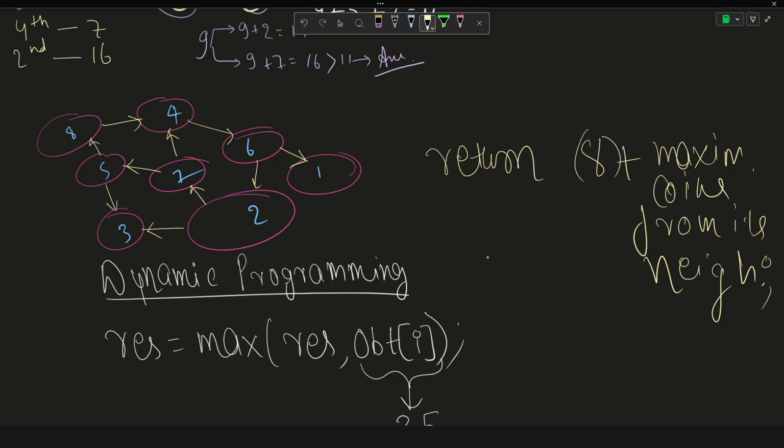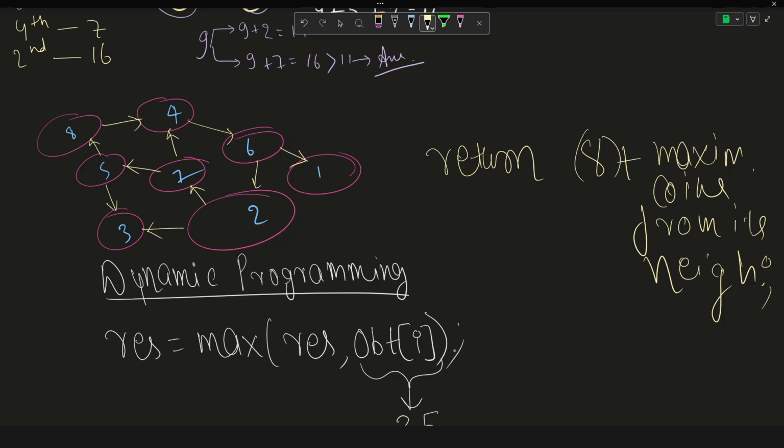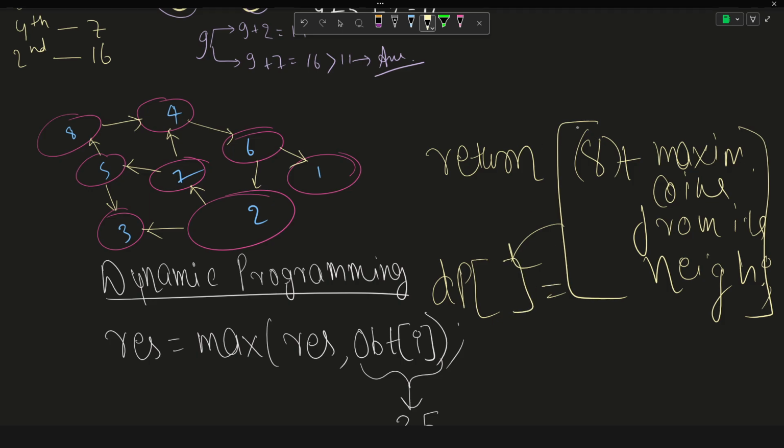And for bigger and bigger graphs, there will be repeating subproblems. So in order to avoid calculating again and again for those subproblems, we will be using dynamic programming here. We will be storing this value in a DP table, and it will be a 1D array only. And before returning, we will just check if this has been previously seen or not. If it has been seen, then we will simply return from here. Nothing complex. So I hope you understood.